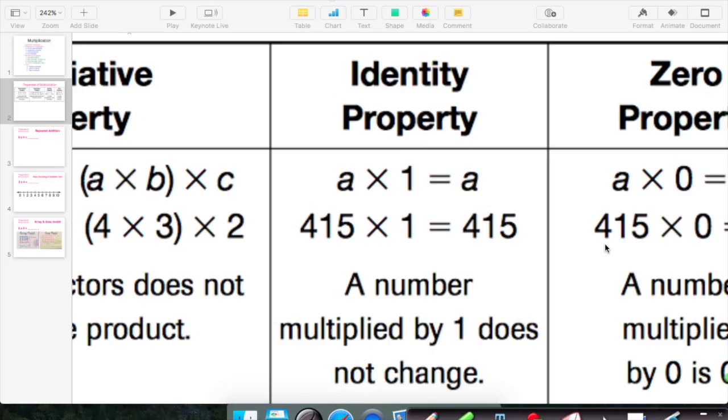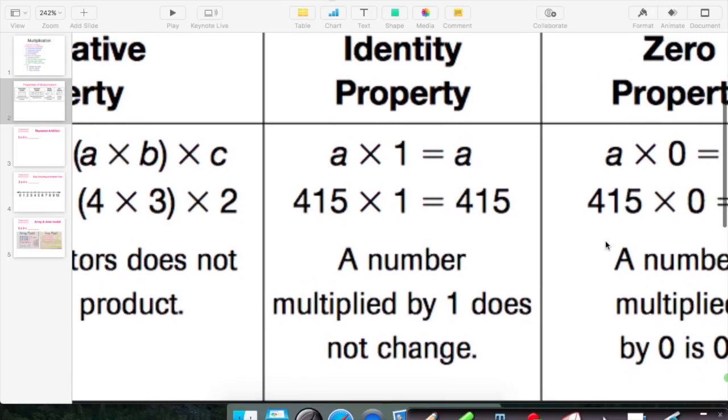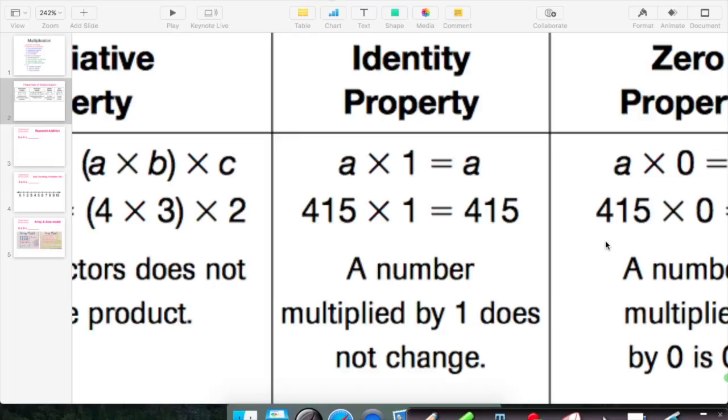The next property is called the identity property, and it states that a number multiplied by 1 does not change. So any number multiplied by 1 is the same number. Just like in addition, any number you add to 0 is the same number. So I think that is self-explanatory.